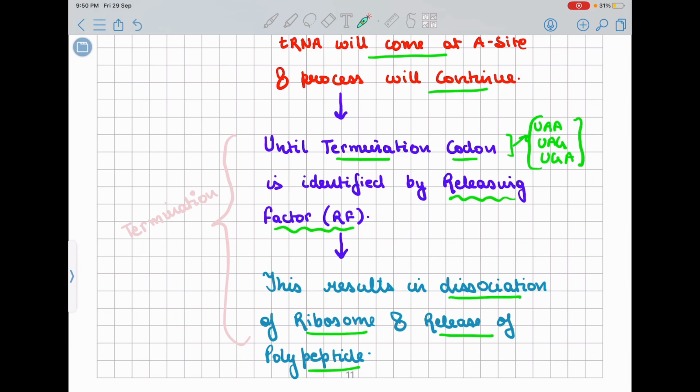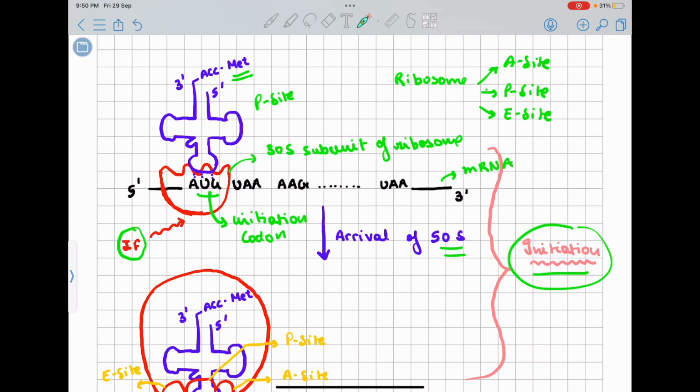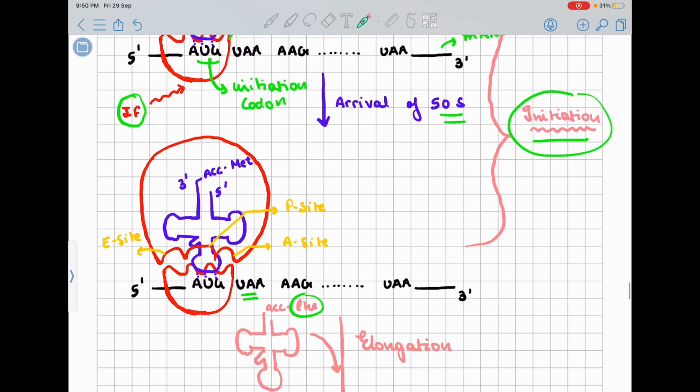So let's recall all the steps of translation. First mRNA arrives, right? Then the 30S subunit, or the smaller subunit, will bind near the initiation codon, right? Then charged tRNA carrying methionine will arrive at P site. After the arrival of 30S, there will be arrival of 50S. Then 50S will bind to the 30S subunit, completing the structure of the ribosome. This process is initiation.